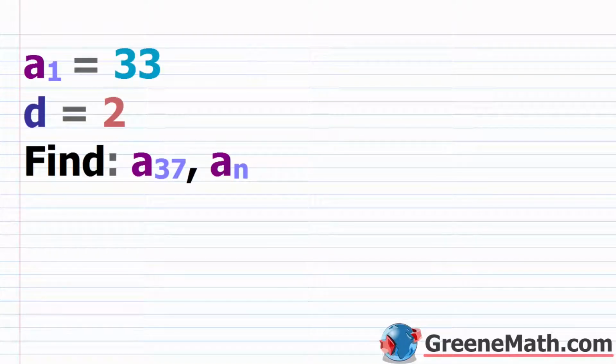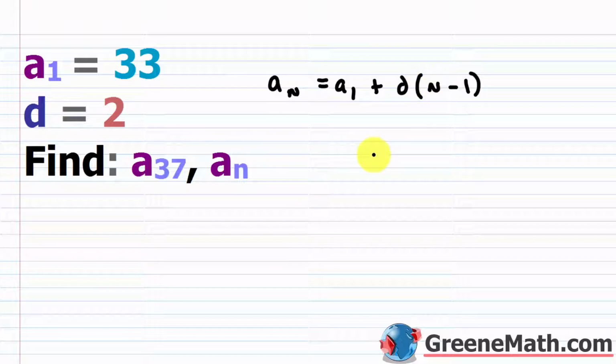Let me just write this again. So we're going to put a sub n is equal to a sub 1 plus d, your common difference, times the quantity n minus 1. Okay, so here we're asked to find a sub 37, the 37th term of this sequence. And then we want to find a sub n. So this is the formula for the general term. And I'll show you how to do that.